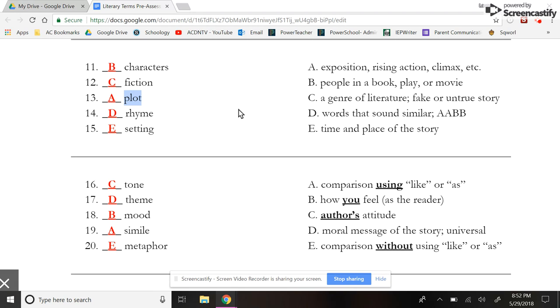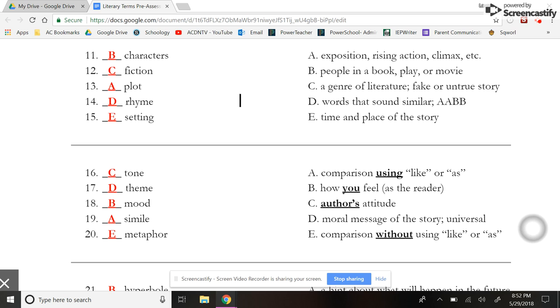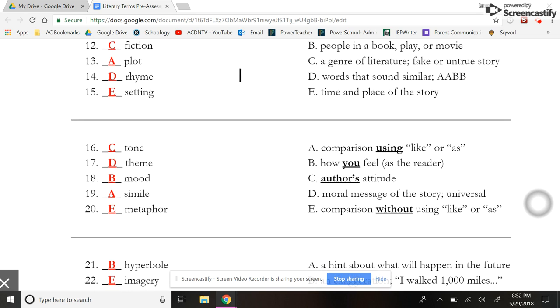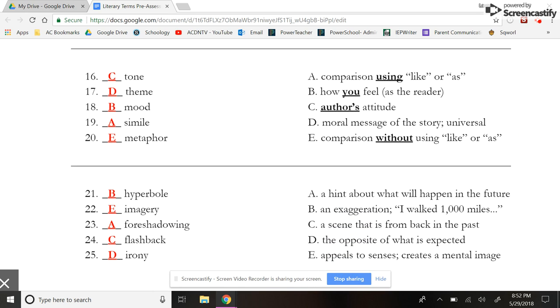Rhyme is words that sound familiar, such as AABB is an example rhyme scheme, and you may remember that from poetry. Additionally, the setting is the time and place of a story, and that is one of the basic words that's probably also relatively easy to complete right away.